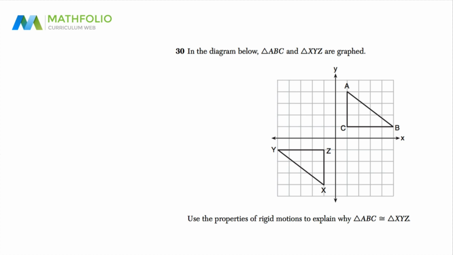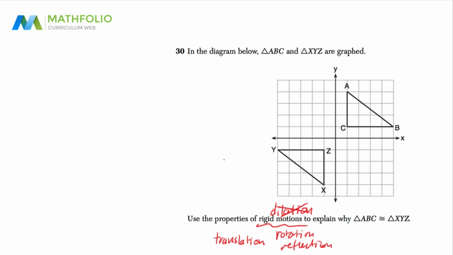Okay, so here's 30. It says in the diagram below, triangle ABC and XYZ are graphed using the properties of rigid motions. So when you think rigid motion, you think rotation, you think reflection, and the third and final one is translation. You must not think dilation. Dilation is not a rigid motion. It does not preserve distance. And it says use properties of rigid motions to explain why triangle ABC is congruent to XYZ.